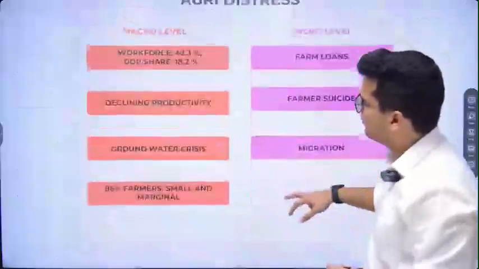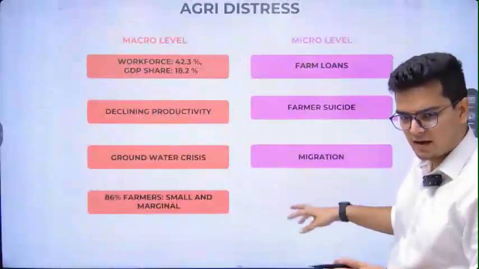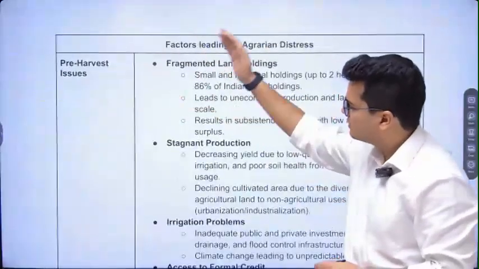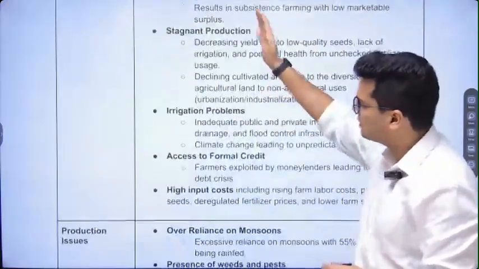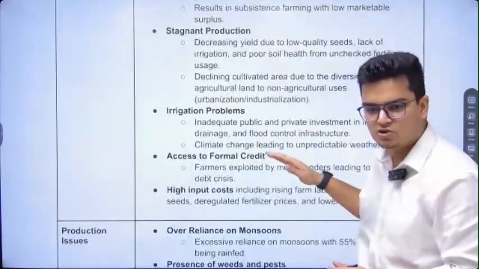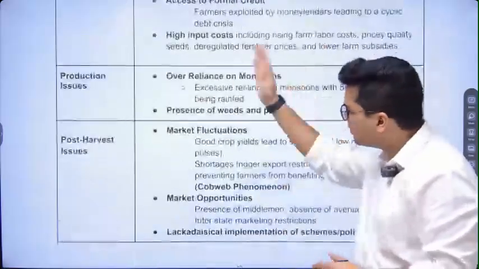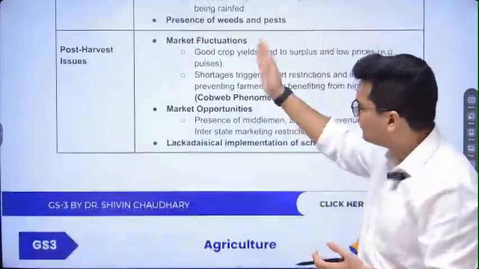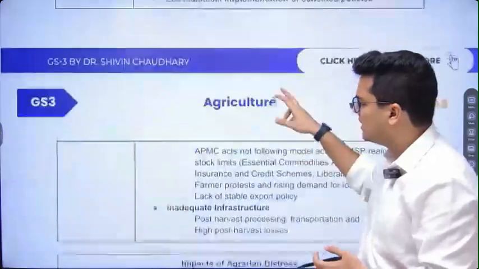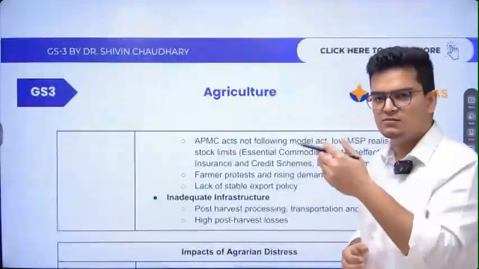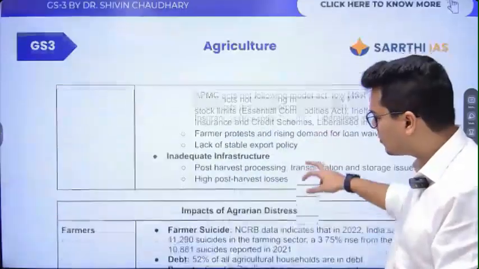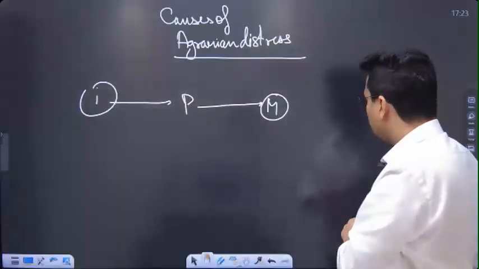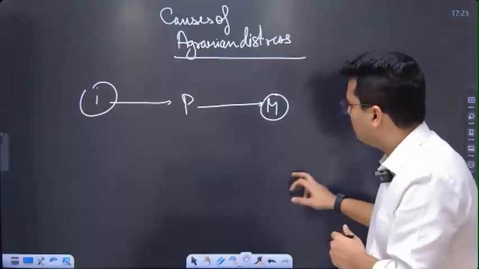So we've read macro and micro levels of agrarian distress. There are issues pre-harvest with regards to land, production, irrigation, credit, and input cost. There is over-reliance on monsoon, presence of weeds and pests, non-diversification, market fluctuation, lack of market opportunities, lackadaisical implementation of policies. For example, Model APMC Act has not been adopted, inadequate infrastructure. Now, if you have written this, you have written the causes of agrarian distress.